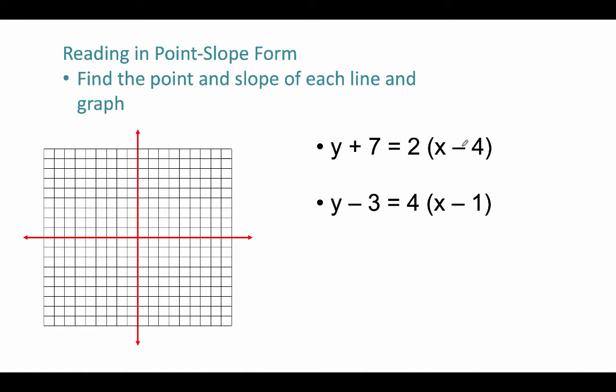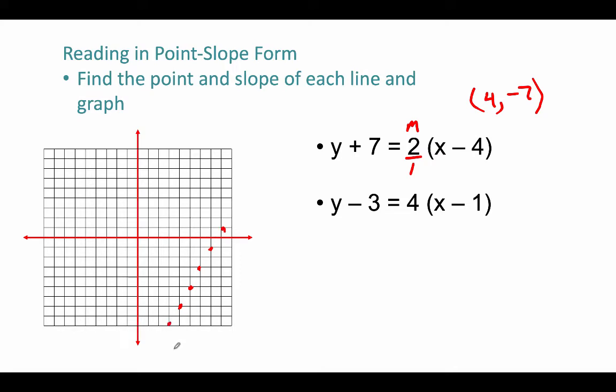So if we're going to read this one, I'm going to have a slope of 2, an x coordinate of +4, and a y coordinate of -7. So if I was going to graph this, I would go to 4, -7, and apply a slope of +2. I put it in fraction form, rise of 2, run of 1, rise of 2, run of 1, rise of 2, run of 1, and so on and so forth.